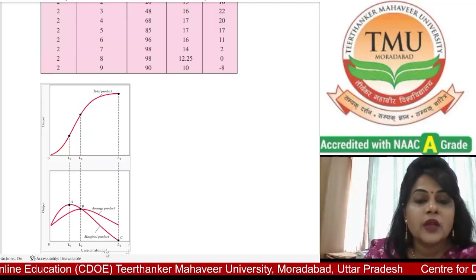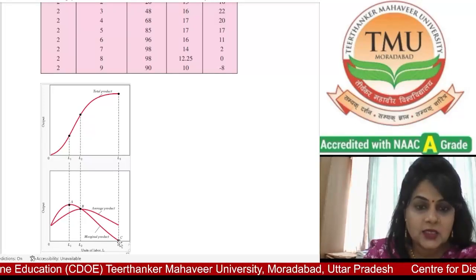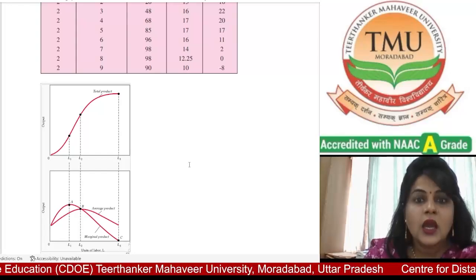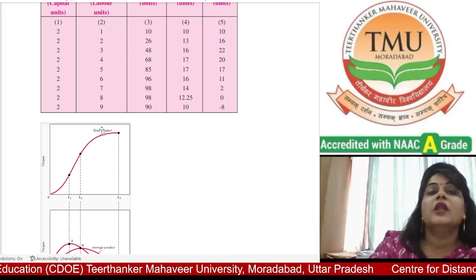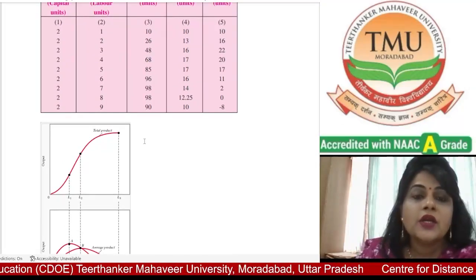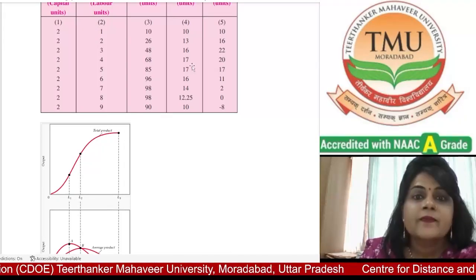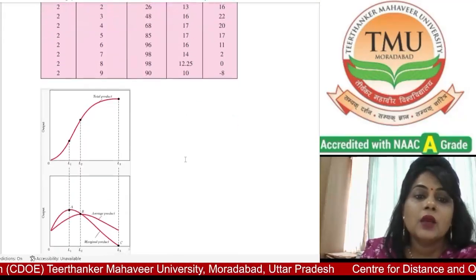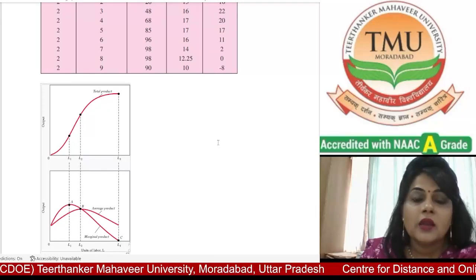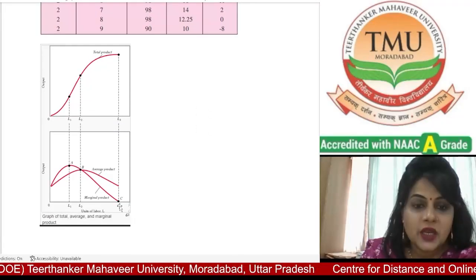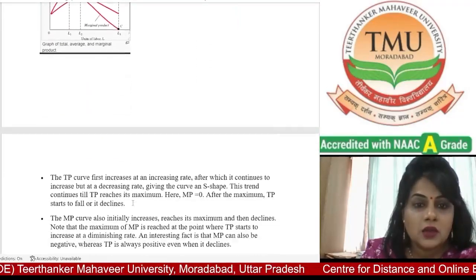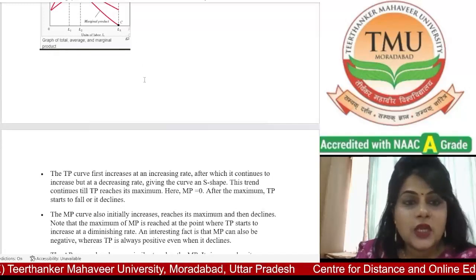0. It touches the origin point on the x-axis where it is 0, and further using more labor, the total production becomes negative. It's cut down, and APP becomes 10, and it is minus 8. It will come down.